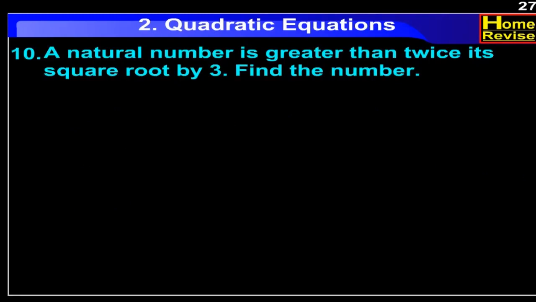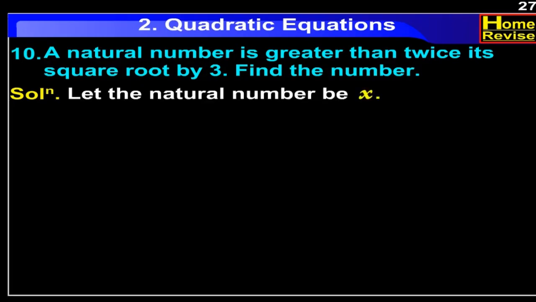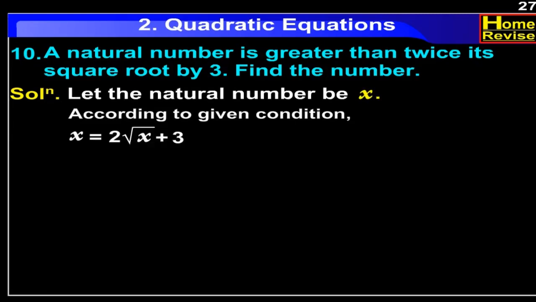A natural number is greater than twice its square root by 3. Find the number. Solution. Let the natural number be x. According to the given condition, we get x is equal to 2 root x plus 3. Therefore, x minus 3 is equal to 2 root x.